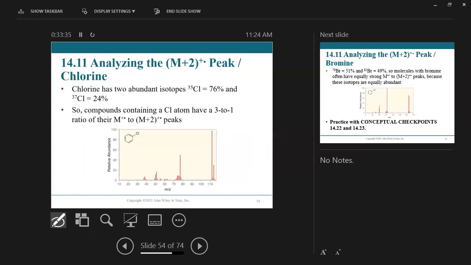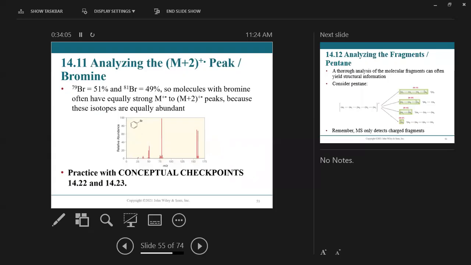It says chlorine has 2 abundant isotopes. So you'll see them in a 3-to-1 ratio. You can see that right here. Bromine, it's almost in a 50-50 ratio. So this would be bromine 79. This would be 81 right here.